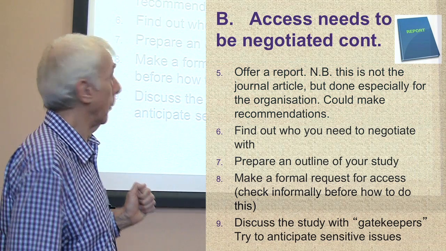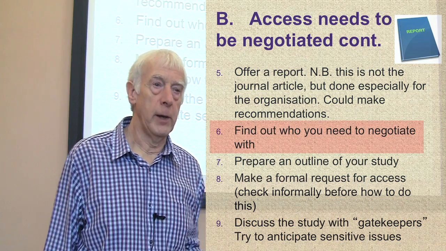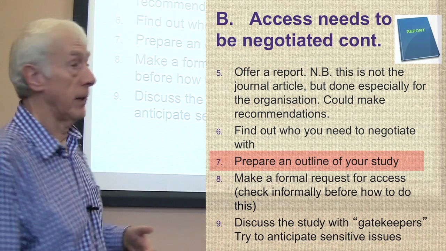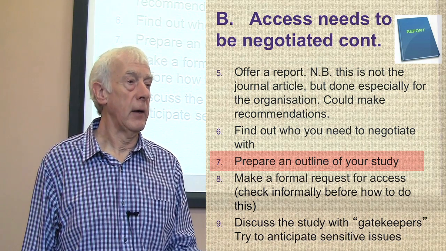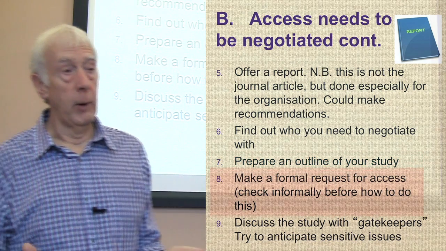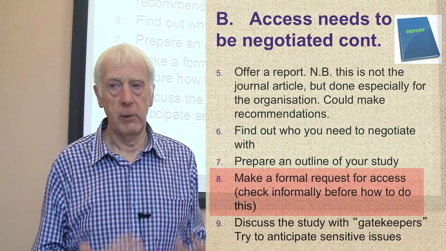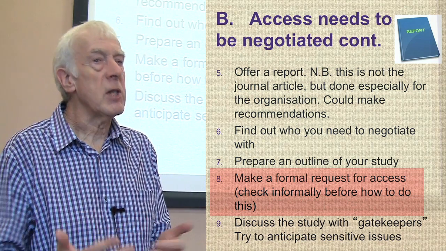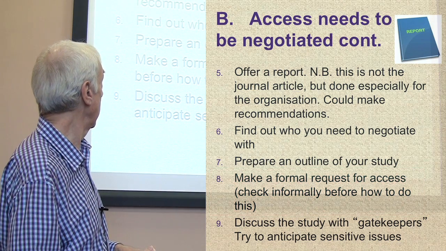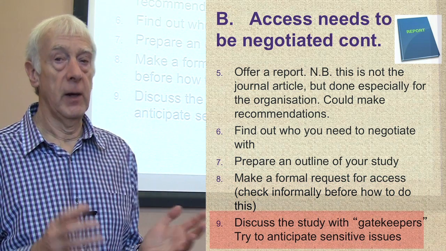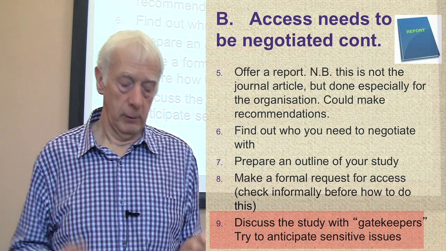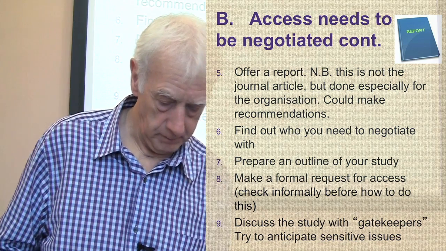Other points I've made before in the module: find out who you're going to negotiate with, the right people to get access. Prepare an outline of the study, so you can then present that and say, this is what I'm going to do, so it's quite clear, and have a record of what you intend to do, all the various stages you want to go through and so on. Make a formal request, a letter in writing to the responsible person, the head of the organisation or head of the area you're going to. And of course discuss it with gatekeepers, the other key people in the organisation who are going to control your access. I've talked a lot about gatekeepers in other sessions.